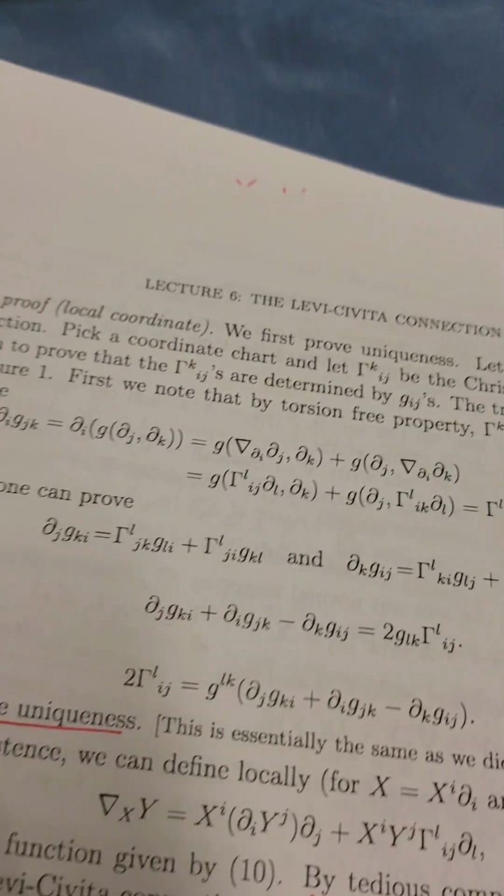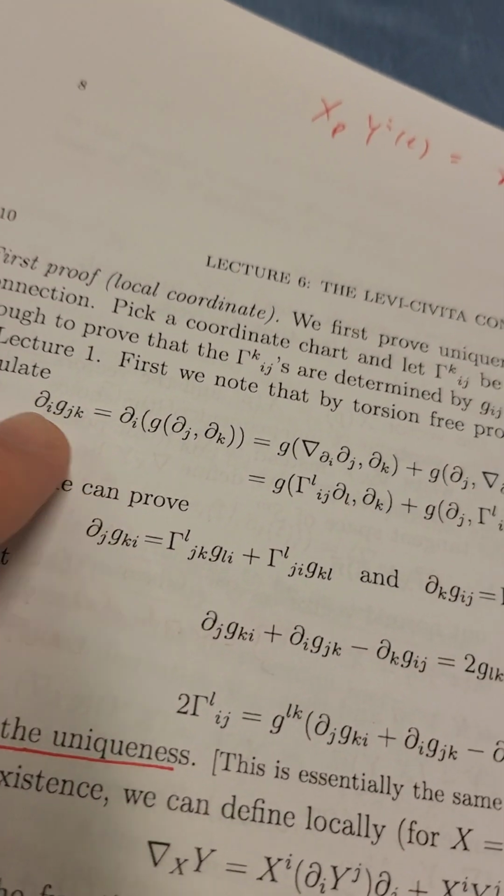Uniqueness and existence are proved in one fell swoop in coordinates. So essentially, we choose a coordinate system, and we know that the Christoffel symbols of the connection are going to be symmetric in the bottom two indices. Okay, so then we can go ahead and start taking derivatives of the metric.